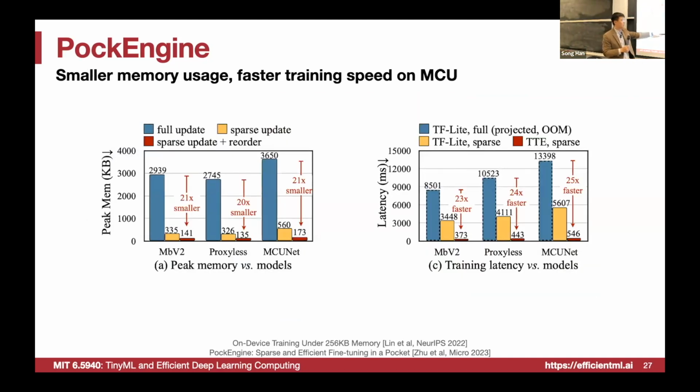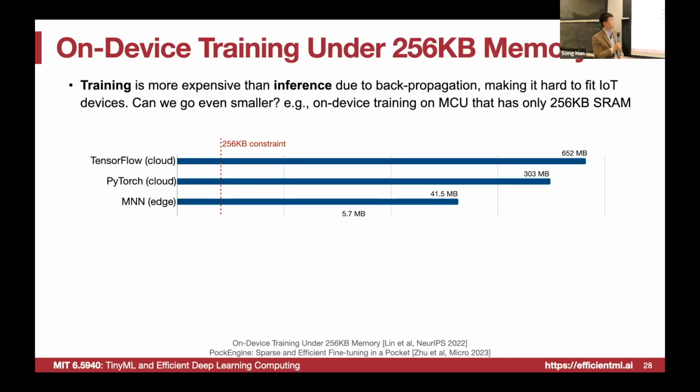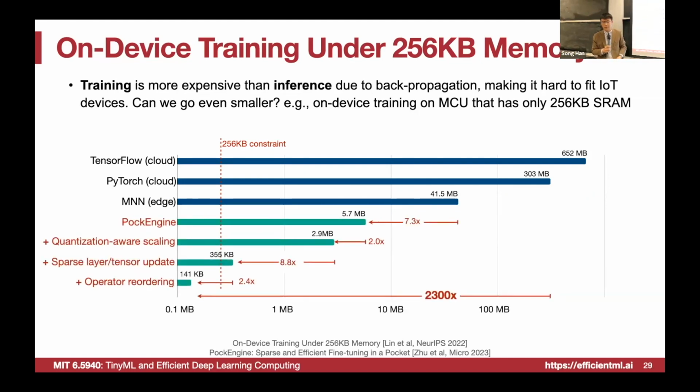So this is comparing the speedup. This is the memory reduction versus the training latency reduction measured on microcontroller. And this is giving a comparison from TensorFlow to PyTorch to MNN. Actually, we can apply PockEngine to further reduce it by about 7x. And also through quantization aware scaling, we can use only 8-bit to perform training, giving another 2x speedup, 2x memory saving. And plus the sparse layer and sparse tensor update, another 8.8x memory saving.